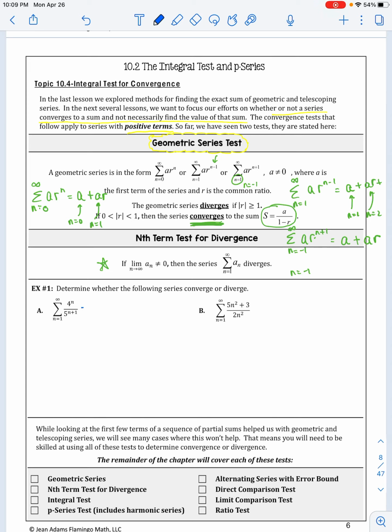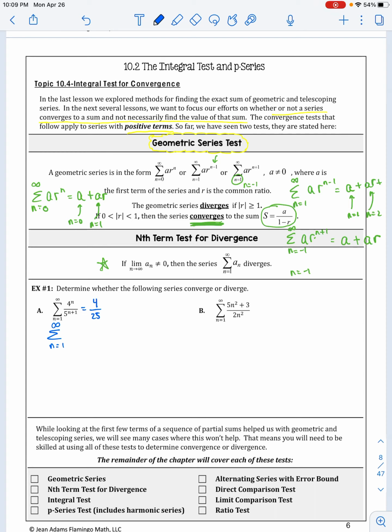Okay, so I'm going to go ahead and change my color here. We're going to determine whether the following series converges or diverges. So the first thing I'm going to do is just look at what happens when I put 1 in. When I put 1 in, I get 4/25. 4/25 has to be my a, okay? That's just my first term.